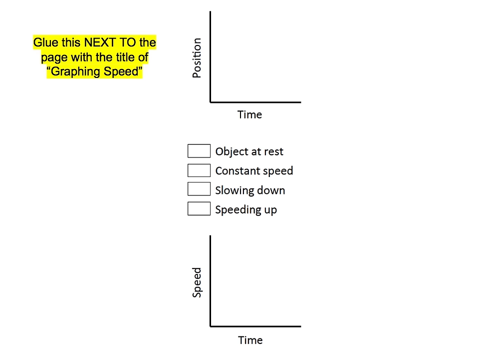So first things first, you want to make sure that you have all the necessary supplies today. You will need 4 colors: red, orange, yellow, and green. You also need a copy of the handout that looks like this. You should already have glued in this handout next to the graphing speed page, so it goes next to the page and not on that page.